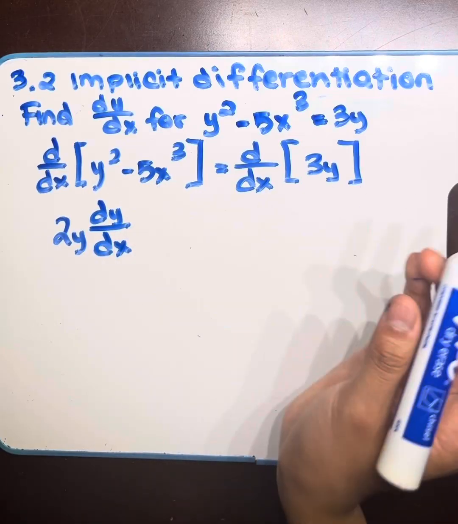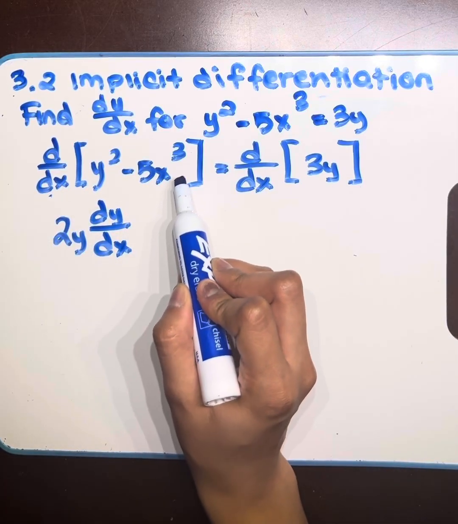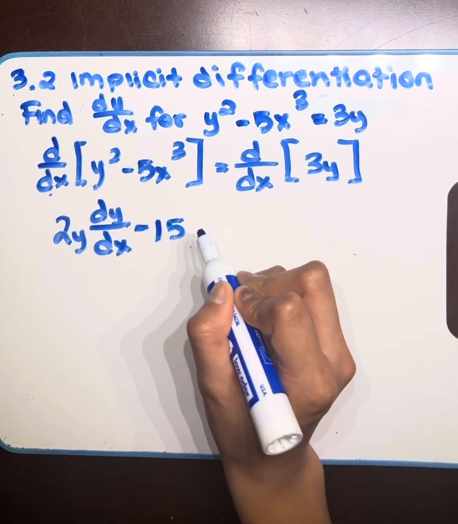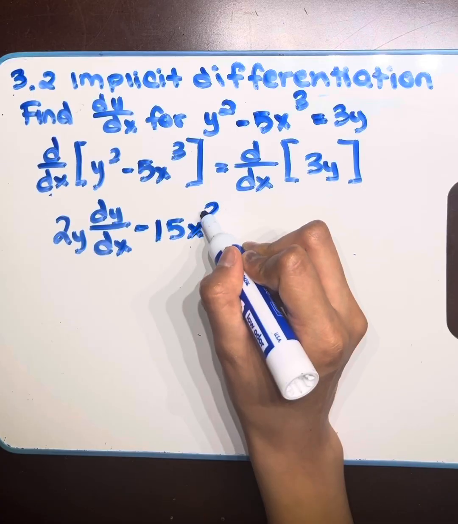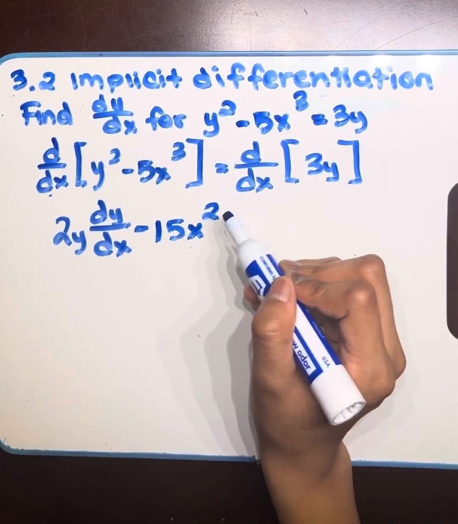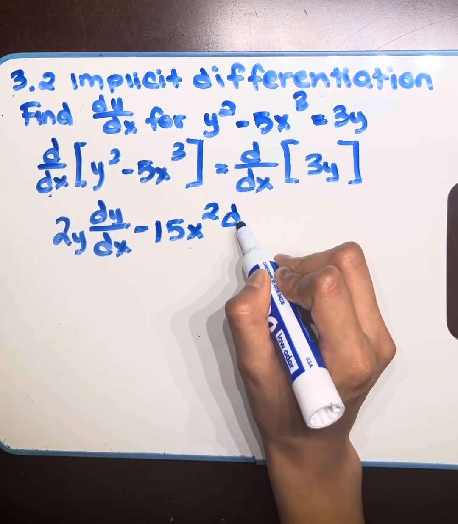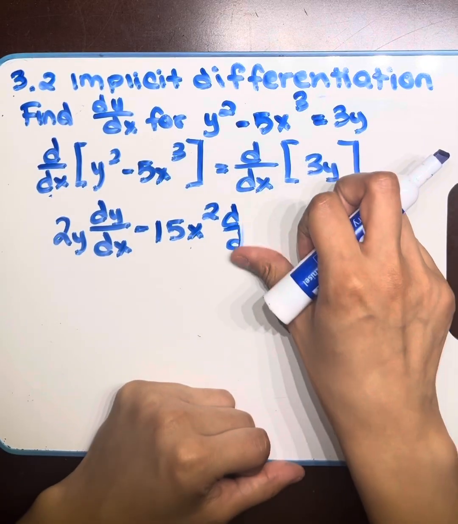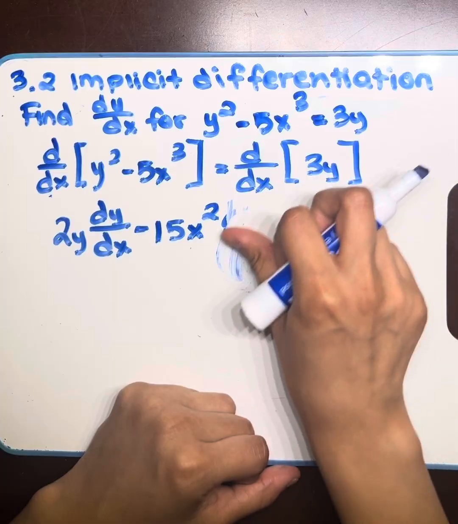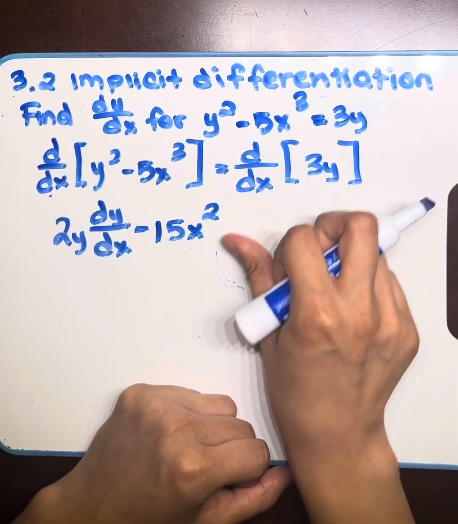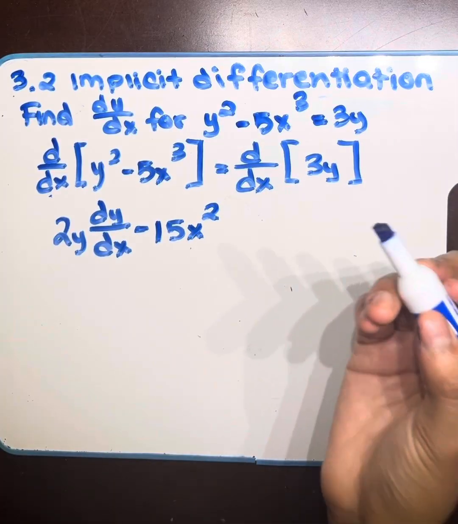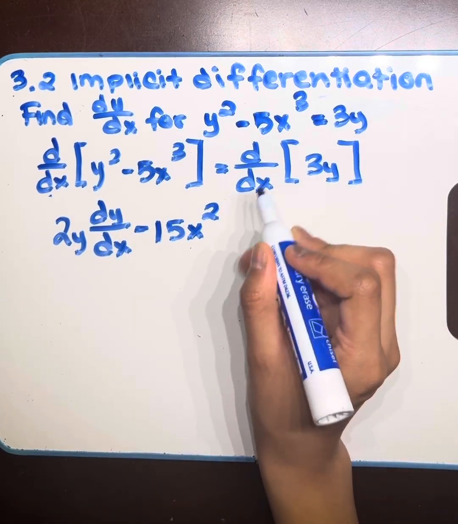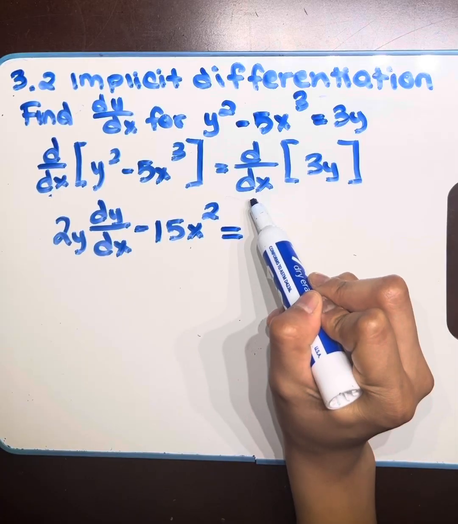For this part, we're taking the derivative of negative 5x cubed. This will just be negative 15x squared, because if we were to add the dx over dx, it would just cancel out. So we don't really have to include that, since we're only including dy over dx if we're taking the derivative of y. It's pretty simple. Then we set it equal and we do the derivative of 3y.